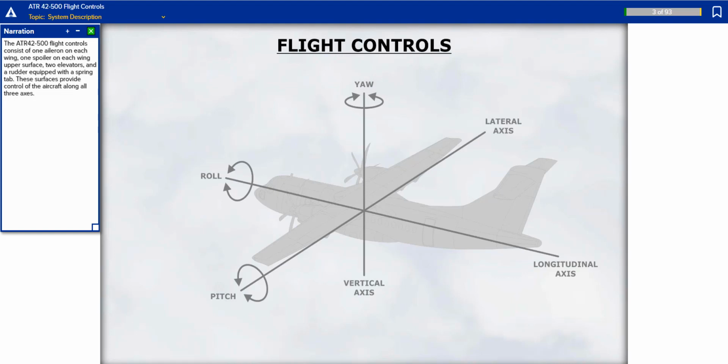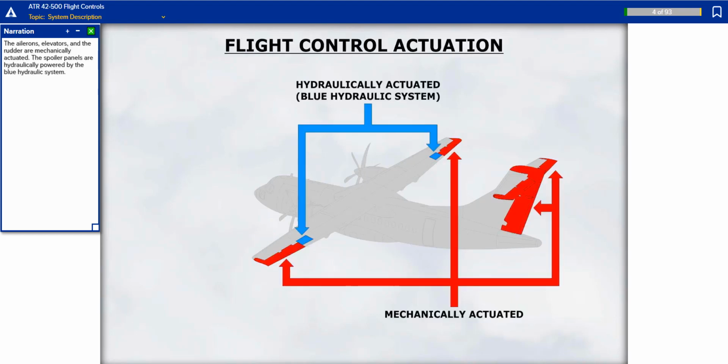The ATR 42-500 flight controls consist of one aileron on each wing, one spoiler on each wing upper surface, two elevators, and a rudder equipped with a spring tab. These surfaces provide control of the aircraft along all three axes. The ailerons, elevators, and the rudder are mechanically actuated. The spoiler panels are hydraulically powered by the blue hydraulic system.